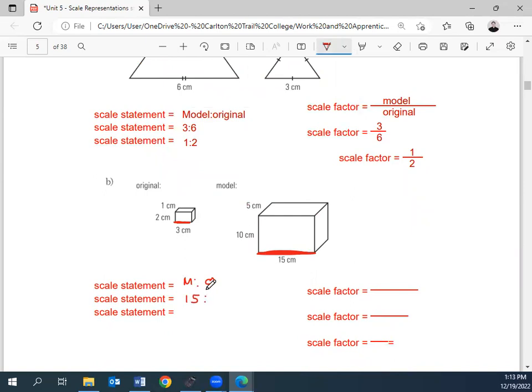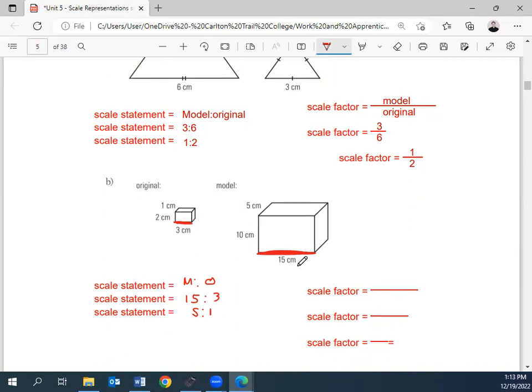Yeah, so the model's 15. The original is 3. It's a 15 to 3 here. Now I can simplify that. They both have a 3 as a factor, so I can divide them both by 3. I'll end up getting 5 to 1. Which 3? Oh, this 3 right here. This 3. Remember, it's the same.